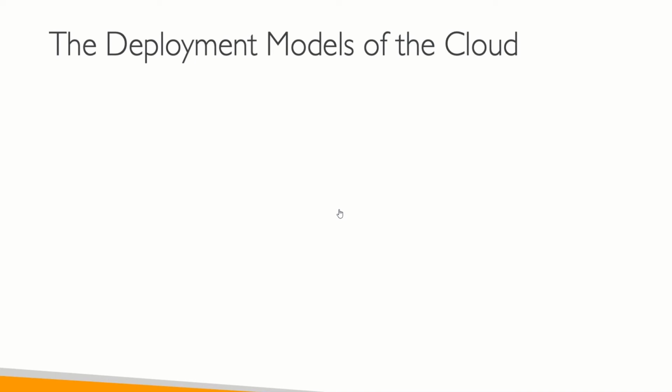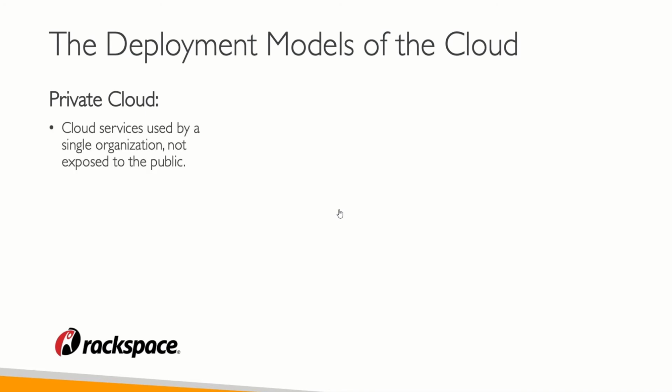So let's go one step further. There are different kinds of clouds out there. The first one is called a private cloud, and a provider could be Rackspace. This is cloud services used by a single organization. They're not exposed to the public.